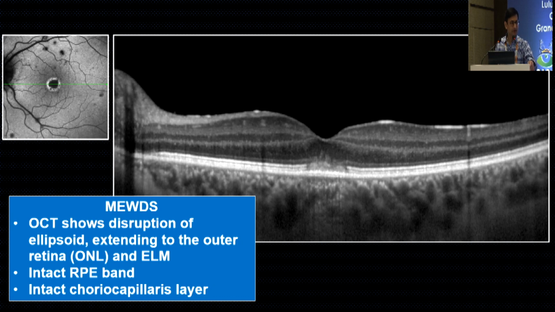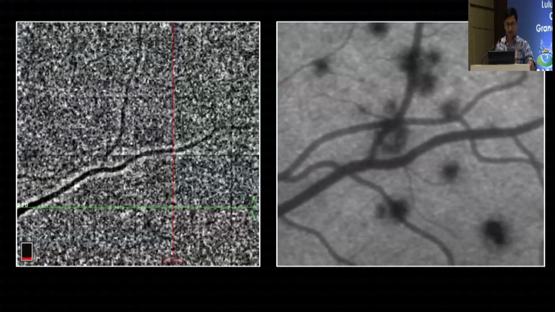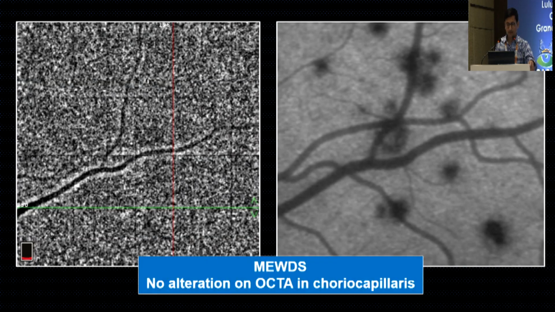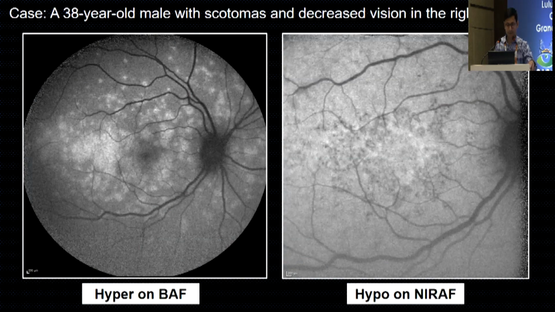This is versus the MPE patients. Here the RPE will be intact. And when you do an OCT angiography, you realize that there is no disruption of the choriocapillaris and there is nothing. So although you have these hypo lesions on ICG, you have nothing on the OCTA.